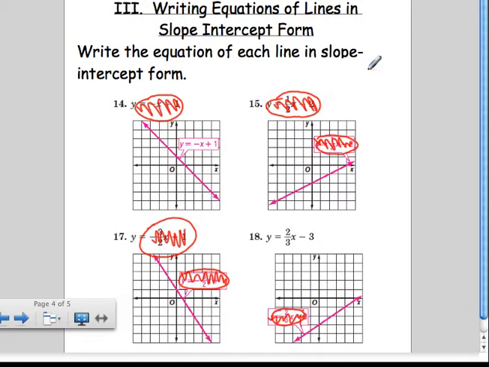So at this point we've reviewed how you find the slope and the y-intercept by looking at the equation, how you graph a line by looking at its equation, and then in this last slide we're going to go over and review how you actually write the equation if I give you the graph. So it's going the opposite direction.